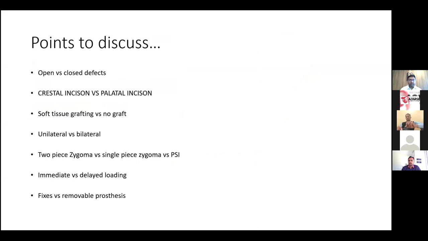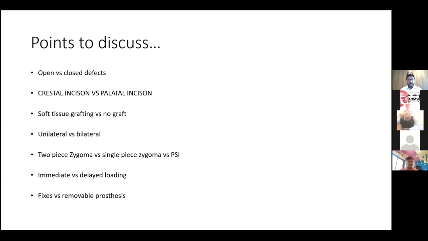The points to discuss for each and every case are: what kind of defect we have. Is it an open defect or a closed defect? Is there any kind of communication or not? What kind of incision should be used when doing the surgery: a crestal incision, a palatal incision, or do we go buccally? In cases of fistulas, do we really need soft tissue grafting, or can we use a no-graft approach, using only the prosthesis to close the communication? What difficulties do we face in a unilateral case versus a bilateral case? In both cases, a different treatment approach has to be kept in mind, as the other side of the dentition might come into the picture, which may cause problems, or can be helpful also.